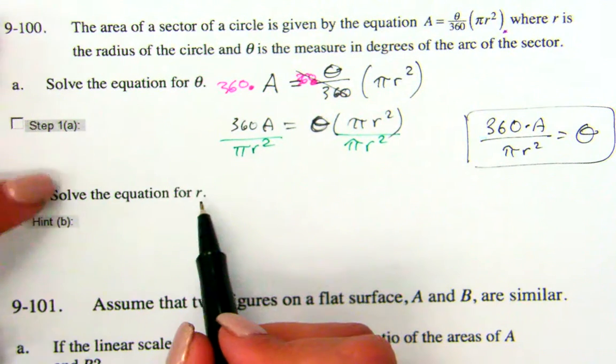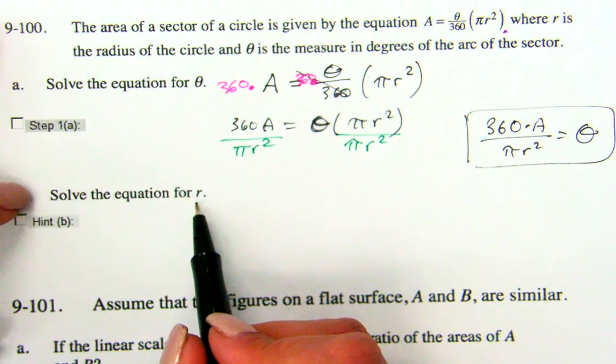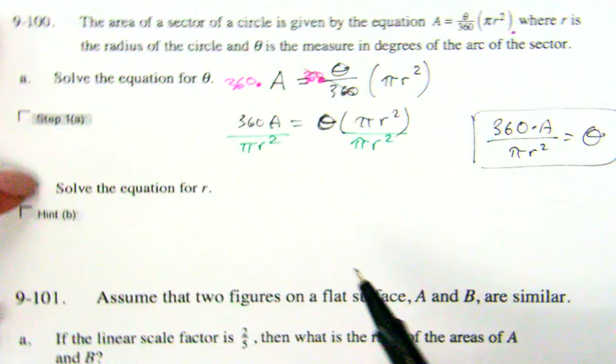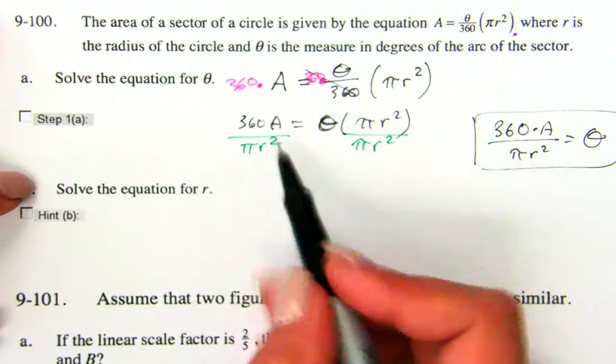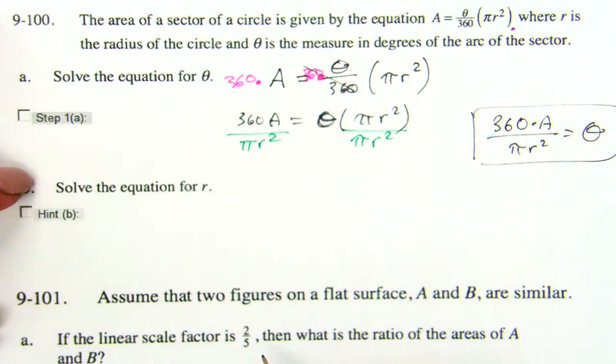Okay, so you're pretty much going to do almost the same thing for r. I'm going to let you try r on your own. Okay, you're just manipulating and trying to get r by itself.